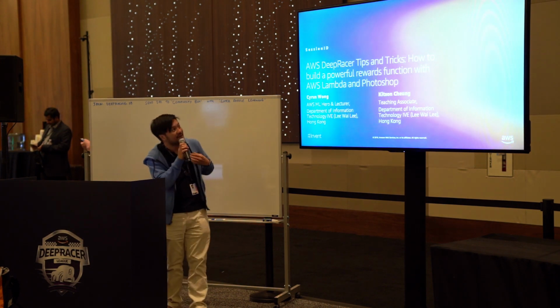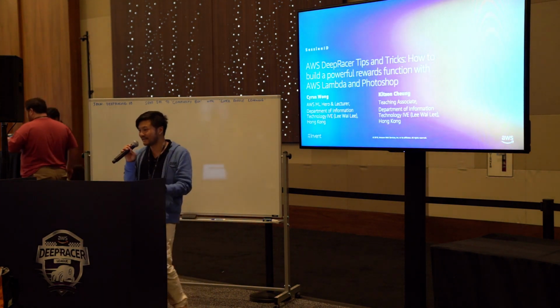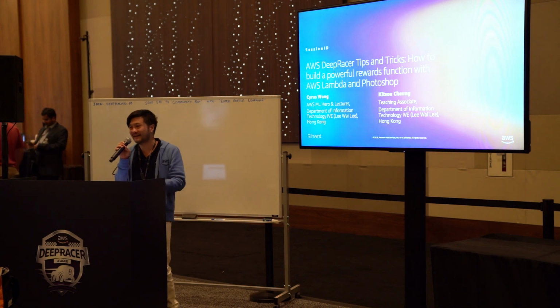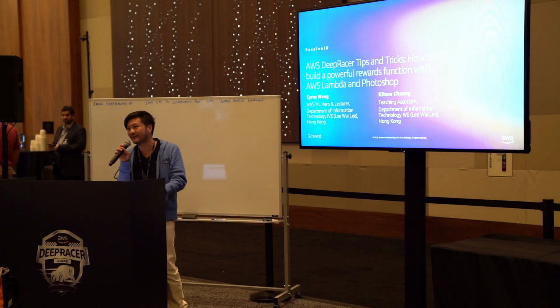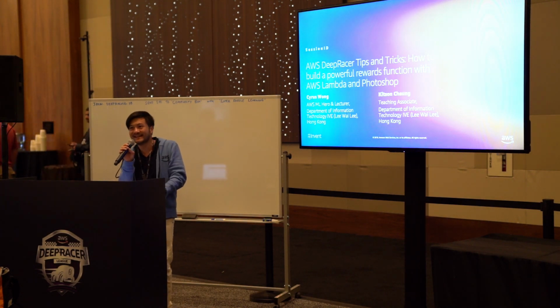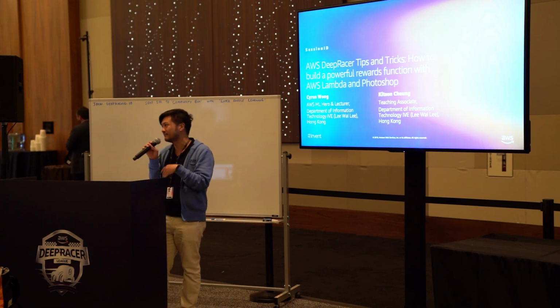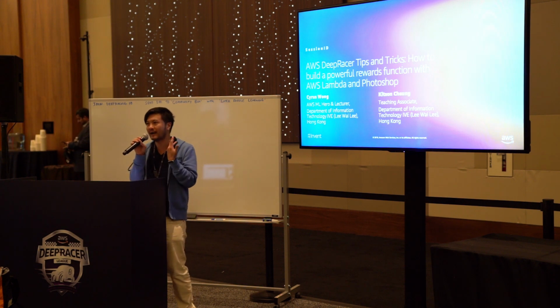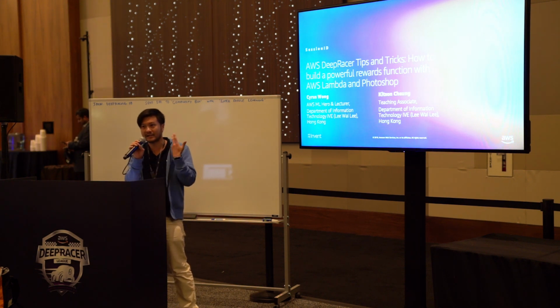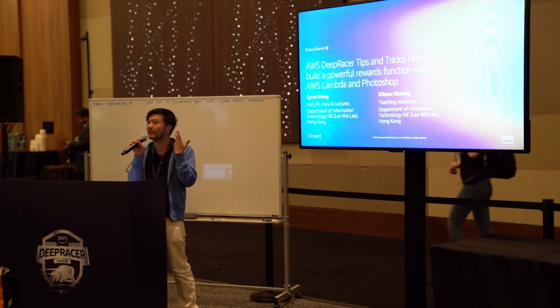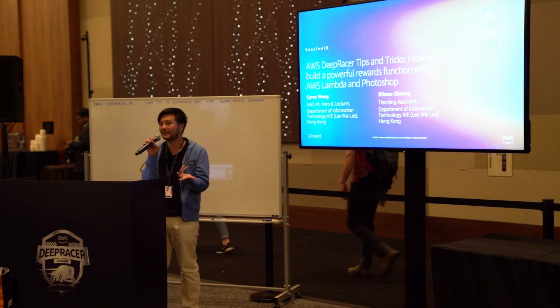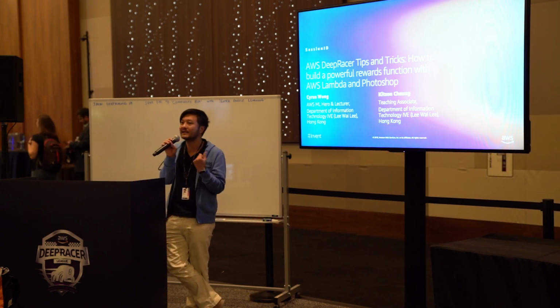Today I would like to share something on courses using DeepRacer with something quite funny, and you may never think about it. We use Photoshop to train DeepRacer. But Photoshop is part of the magic. The most important thing is that I will tell you how to use an external library in your reward function. It is very important. It will save you a lot of effort and time.